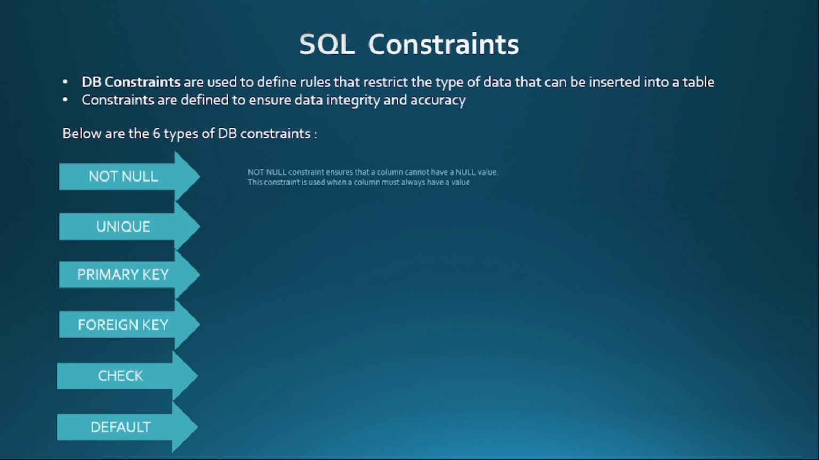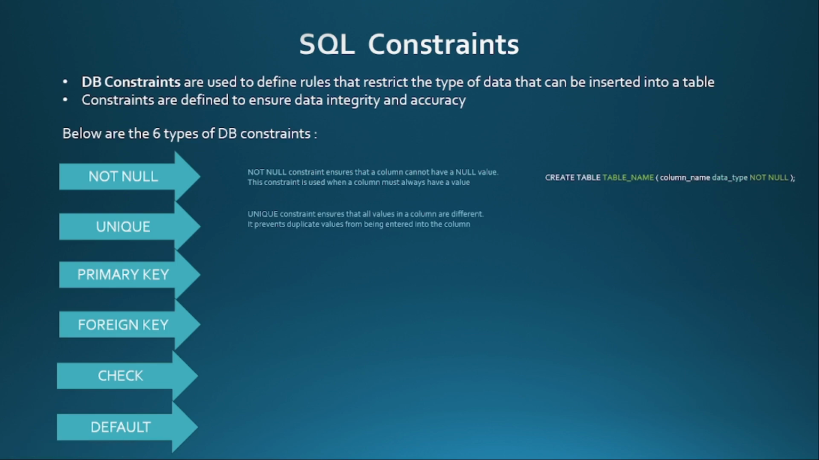So first, what is a not null constraint? Not null constraint ensures that the particular column which we defined will not allow null values to be inserted into that column. It is always used when a column must always have a value. So it will not allow null values. The syntax for this not null constraint is create table name, column, and its data type. It might be int or character, varchar, any. We are going to apply a constraint, not null. This is the syntax.